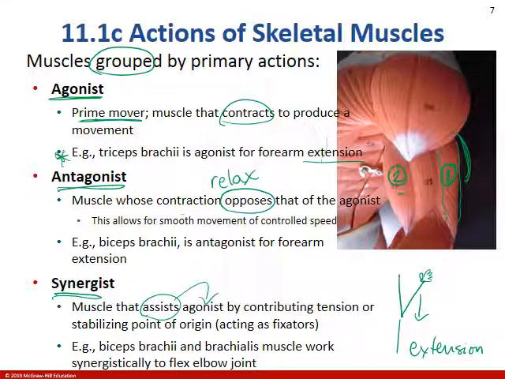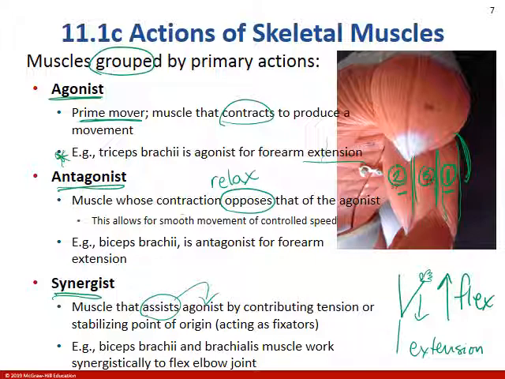If both of these muscles, the triceps brachii and biceps brachii, were contracting at the same time, your arm wouldn't go anywhere. One has to contract, one has to relax. And then the synergist is going to be your brachialis muscle here in the middle. So you see these work together to carry out a specific function. And if we were doing flexion, they would just work a little bit differently.